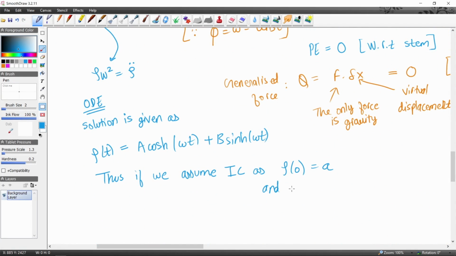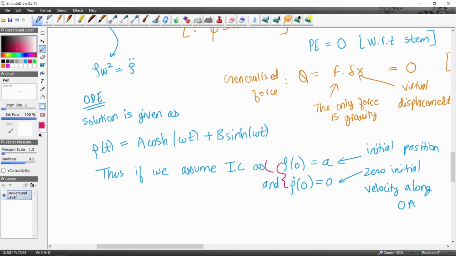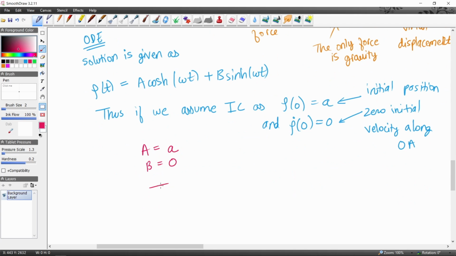And the second initial condition will be of the velocity of mass m at time t equal to 0, which is equal to 0 because mass m, if we assume it's not moving, forms the second initial condition. And then substituting this initial condition into the above general solution, we get the particular solution of the expression where a is equal to small a and b is equal to 0, and the particular solution is given as rho equal to a cosh omega t.